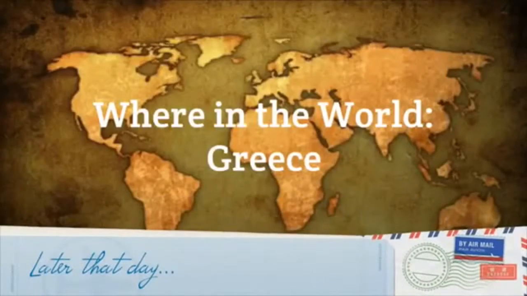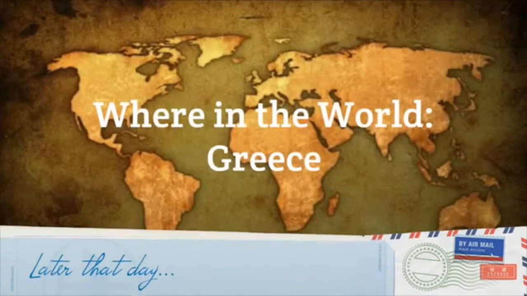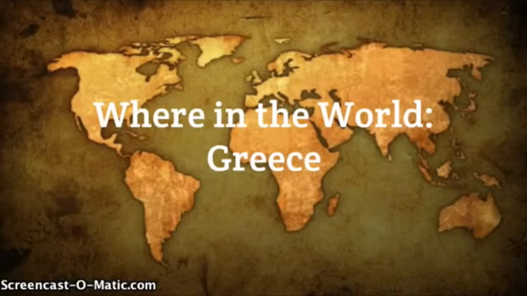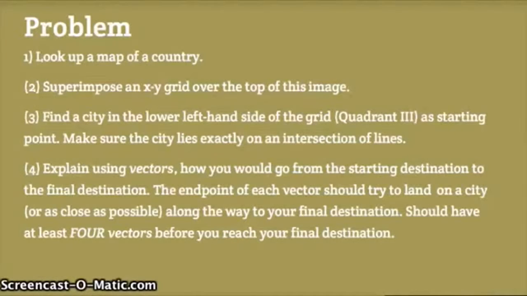Hi everyone, today we'll be talking about vectors using the map of Greece. We'll be using vectors as a route from our starting point to our final point. So our problem is, first we'll look up a map of a country, which is Greece, then superimpose an XY grid over the top of an image.